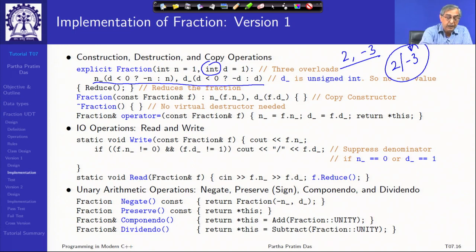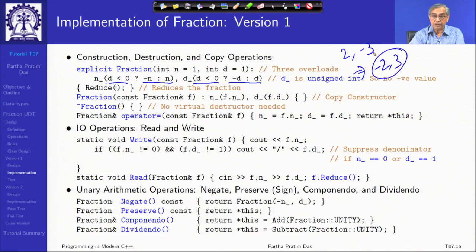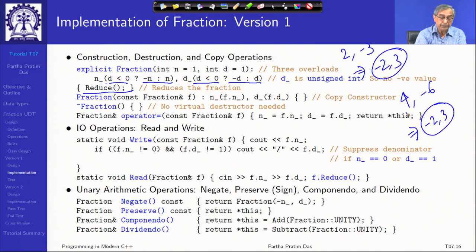So, what I have to check before the data members are initialized is that if d is negative, then I have to flip the sign, and I have to flip the sign of n also to keep the value. So, if it is given as 2, minus 3, eventually I make it as minus 2, 3 and construct, and then do the reduction. So, that if I have 4, minus 6, then I actually will get minus 2, 3 in the representation.